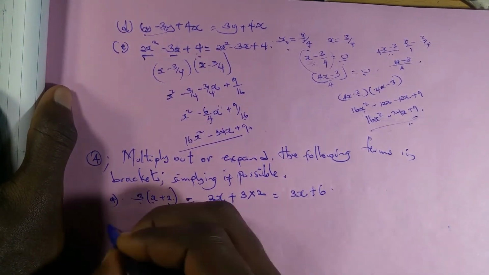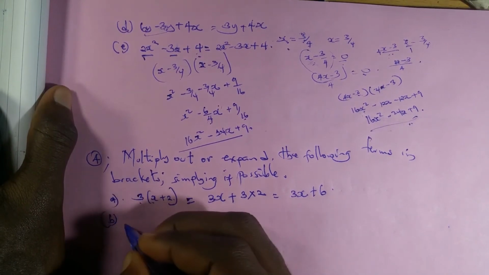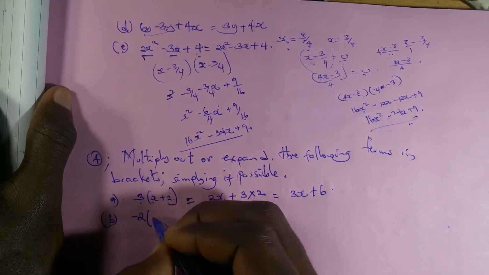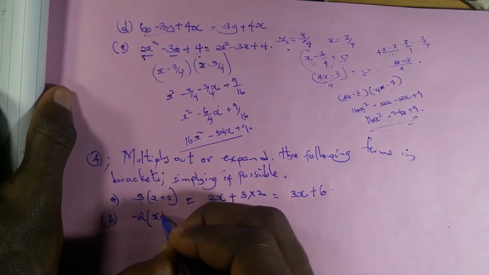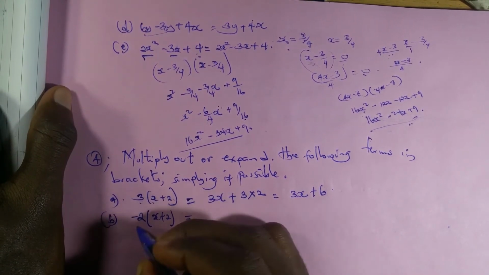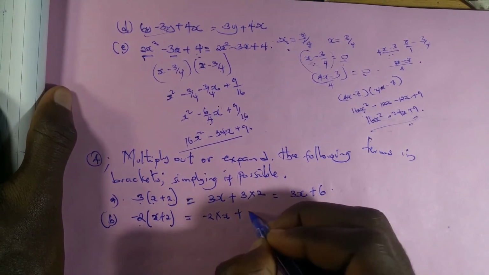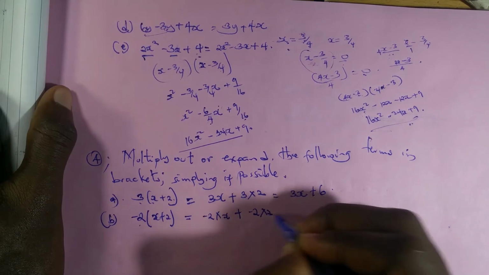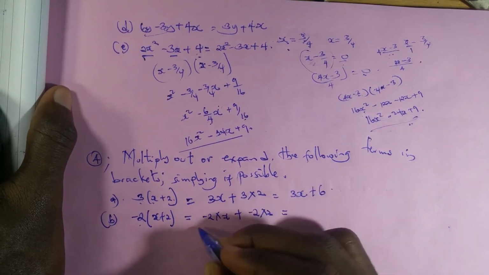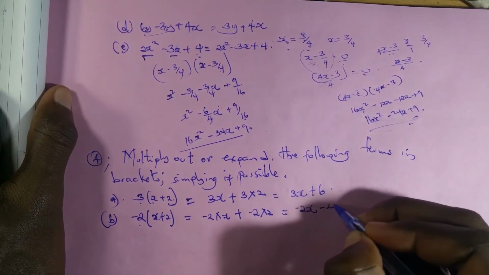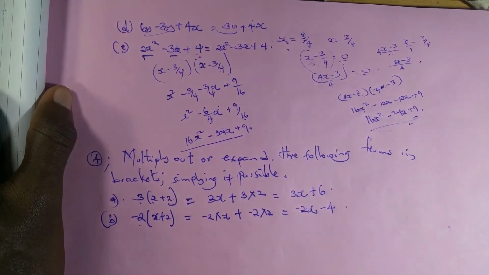That's our expansion. Then we check another one, b. We have negative 2 into x plus 2. Again we consider the sign: negative 2 times x, then plus negative 2 times 2. That gives negative 2x, then negative 2 times 2 is negative 4. That's our expansion for that.